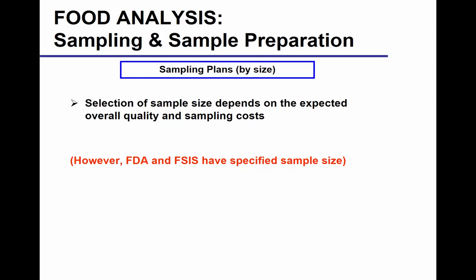FSIS requires that you take 6 samples instead of 12. But in both cases, you need at least 6 subsamples to analyze. So after you form your composite sample, then you need 6 subsamples to analyze.